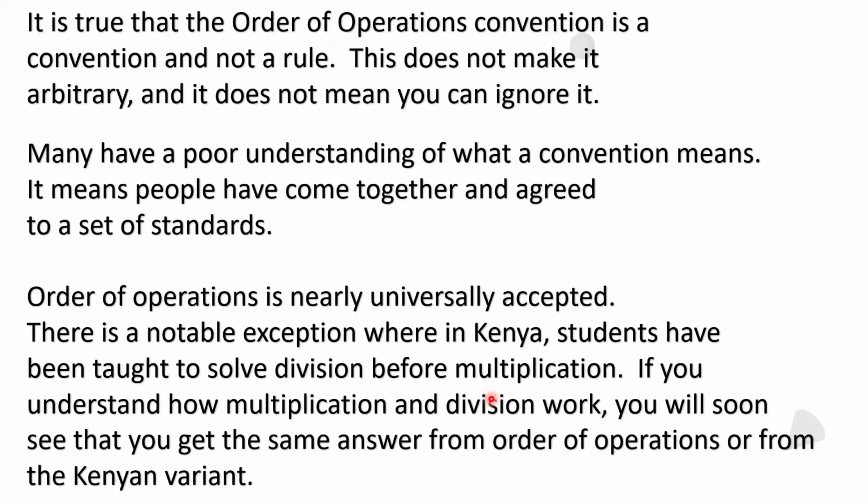There's an exception in Kenya where I believe, and I don't know if this is still true today, students there had been taught to solve division before multiplication. I don't even know if they use the acronym BODMAS, but they were taught division before multiplication. But the thing to note is if you understand how multiplication and division work, you'll get the same answer if you always do the division before multiplication as you would using PEMDAS or BODMAS, the traditional order of operations.